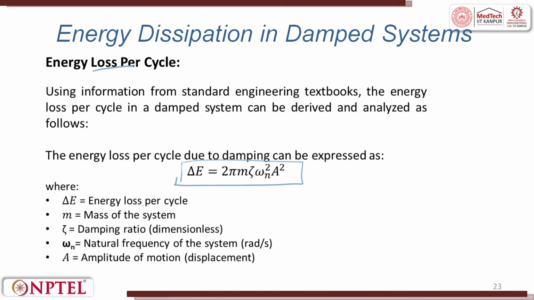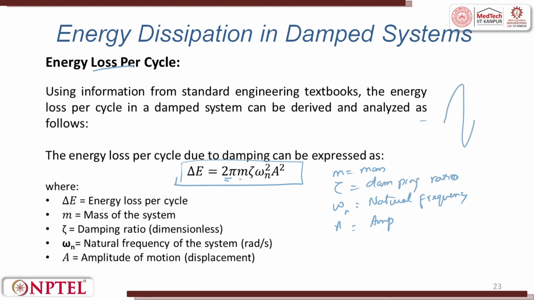So, delta E is the loss of energy, and 2 pi is known. m is the mass, and zeta is the damping factor, that also we have discussed. Omega is the natural frequency, that also we have solved a problem. And A is the amplitude, right. So, energy loss per cycle is when you are having energy in a cycle.